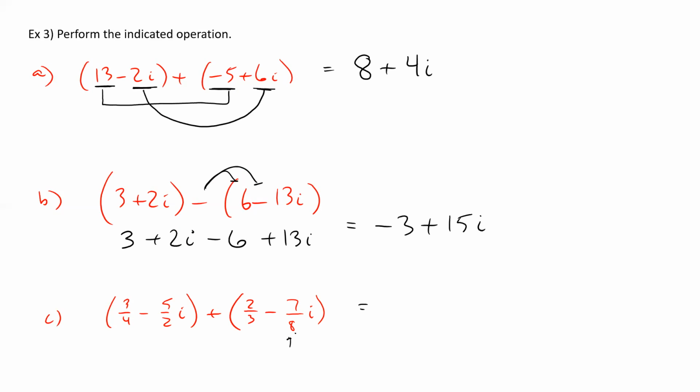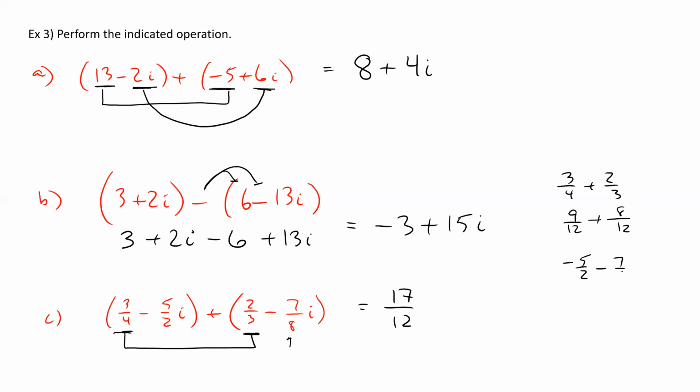So on this one, probably need to do off to the side, right? Because you're going to have to do 3/4 plus 2/3. So maybe off to the side here, 3/4 plus 2/3. Common denominator is 12. So that's 9 plus 8, 17. 17/12. Okay, the next one here, negative 5 halves minus 7/8.